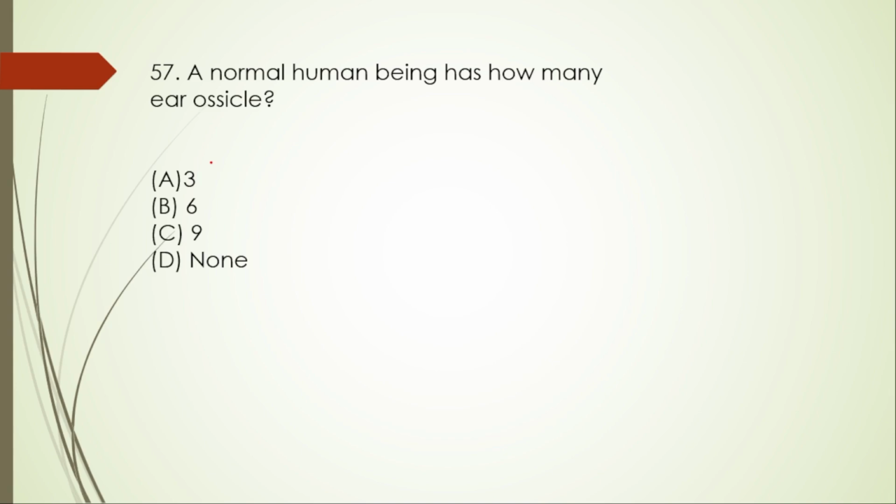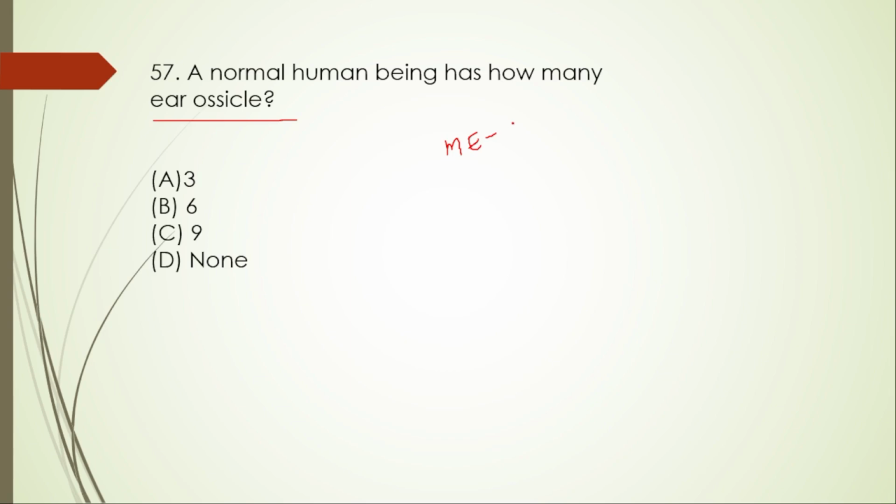Next, 57th one. A normal human being has how many ear ossicles? Option A is 3, B is 6, C is 9, and D is none. Here, let me tell you, middle ear contains 3 ossicles.